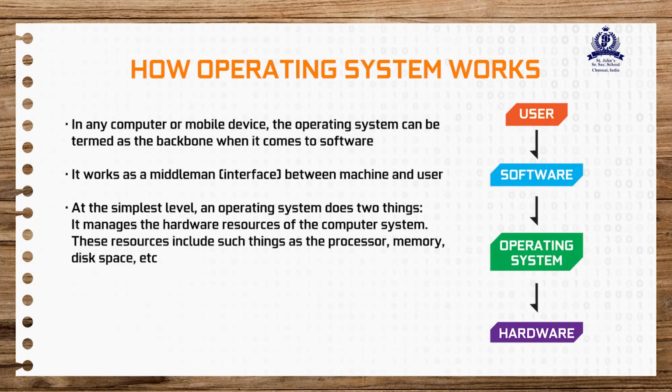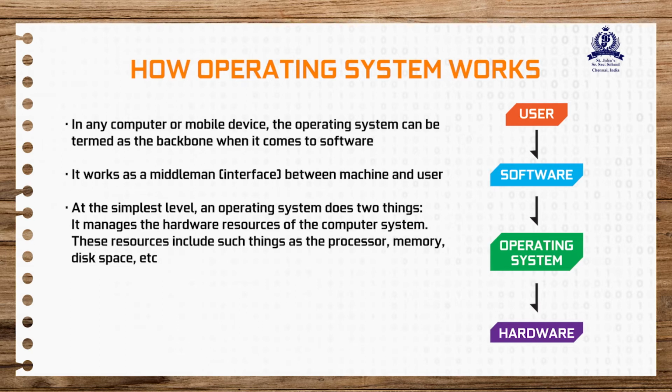And the next one is how the operating system works. In any computer or smartphone, the operating system is the backbone of both devices. For example, suppose you are a user and you are developing software. This software is sent to the hardware through the operating system. So like that, the operating system works.